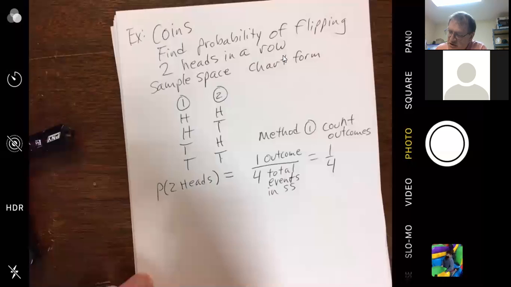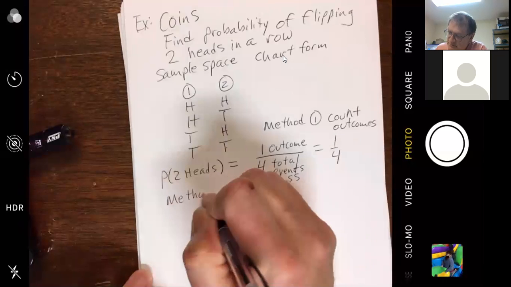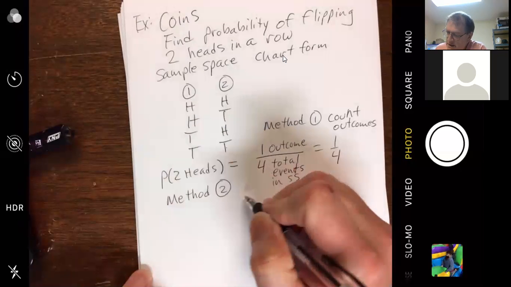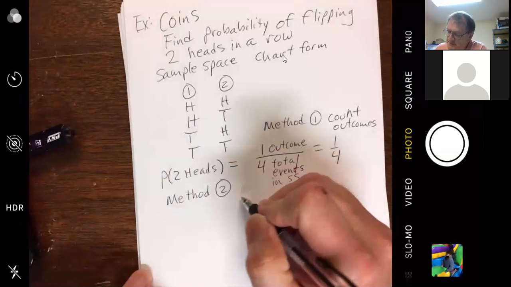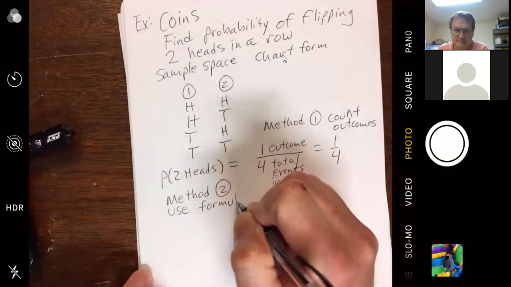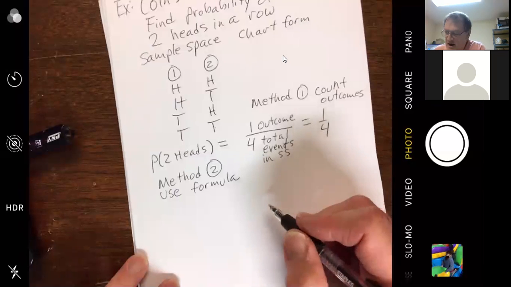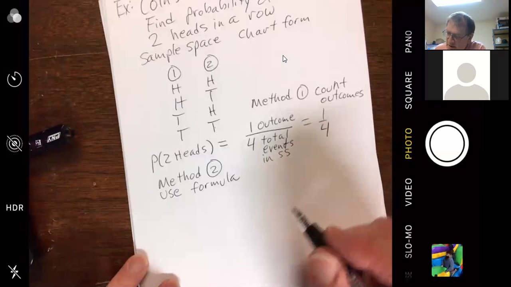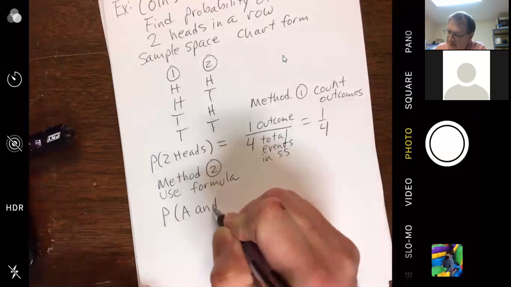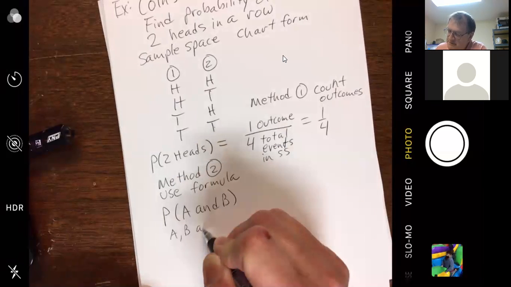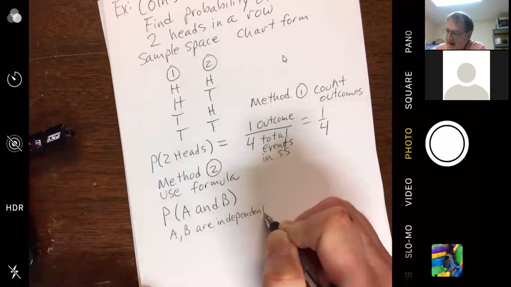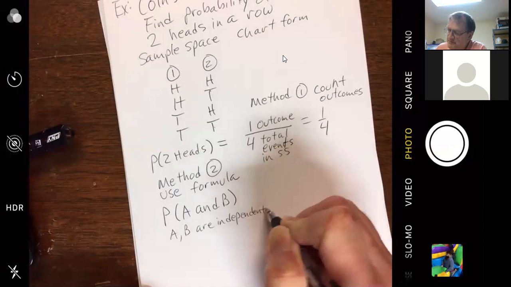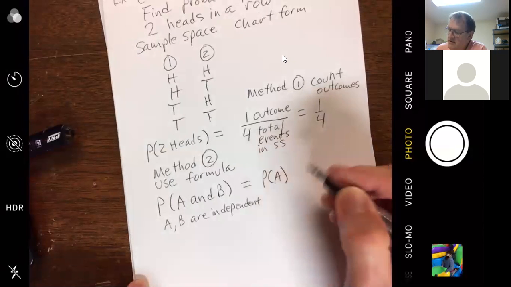All right. Method 2. We're going to use a formula. Well, it turns out the probability of A and B, and again, A and B are independent, you just take one of them and you multiply by the other one.